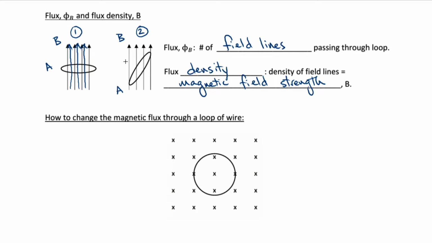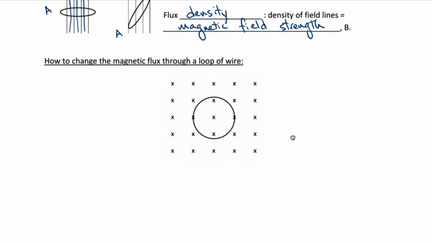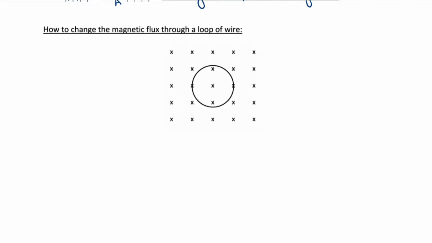Now that we have this kind of language, we can think back to the examples we gave earlier in the lesson. When we moved a bar magnet closer to or further away from a loop of wire, while it was moving, we saw a current induced in the wire. So now we can talk about that in terms of magnetic flux. What we were doing was changing the magnetic flux that was passing through the loop of wire.